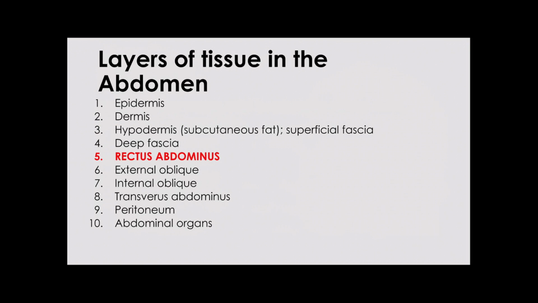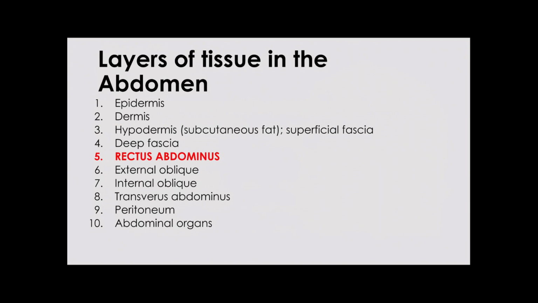Now, these are the layers of tissue in your abdomen that I would like you guys to know and write down in that little chart you have in your notes. The first one is your epidermis. Remember, we talked about this when we talked about skin, your top layer, what you see. You have your dermis. You have your hypodermis. This is where you have your fat tissue. You have your deep fascia. You have your rectus abdominis.